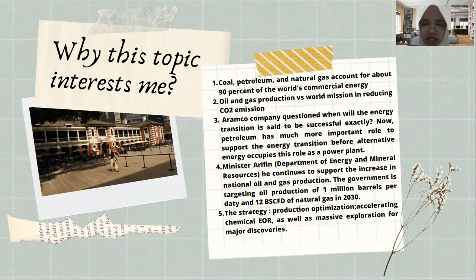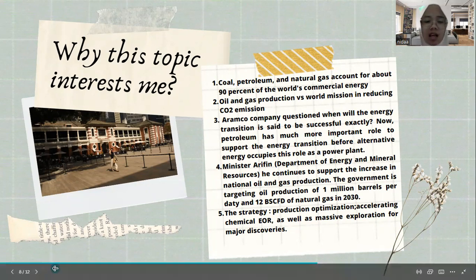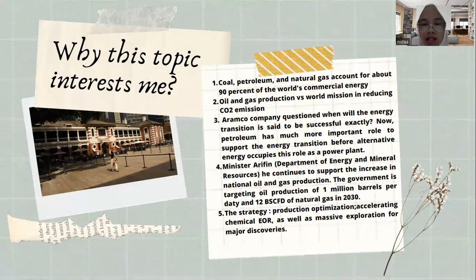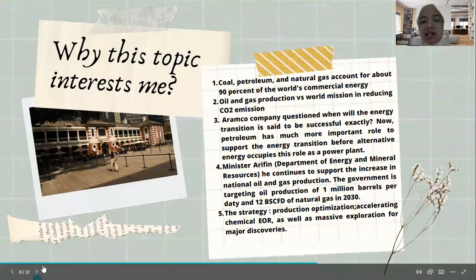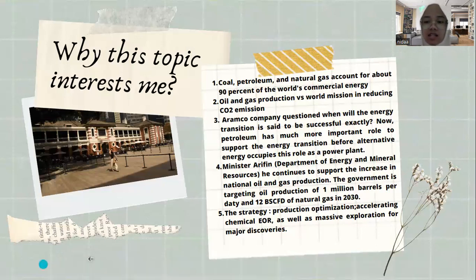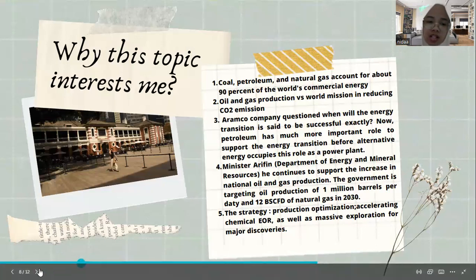And this statement is strengthened by Minister Arifin, who came from the Department of Energy and Mineral Resources. He continued to support the increase of national oil and gas production by saying that the government will target oil production of 1 million barrels per day in 2030 by using this strategy: optimizing production, of course, and one of which is accelerating chemical EOR, as I said before, enhanced oil recovery, as well as massive exploration for major discoveries.